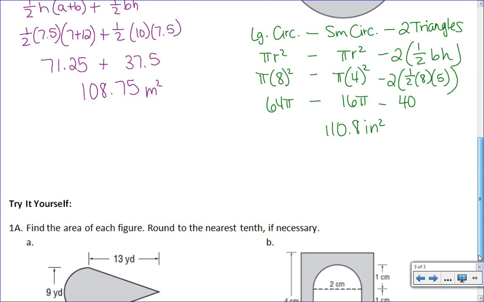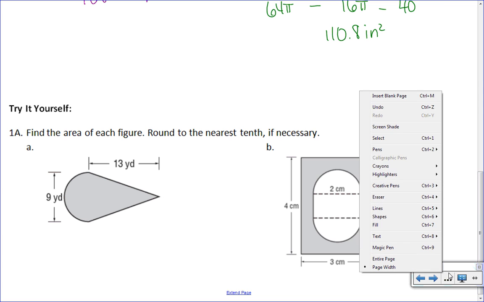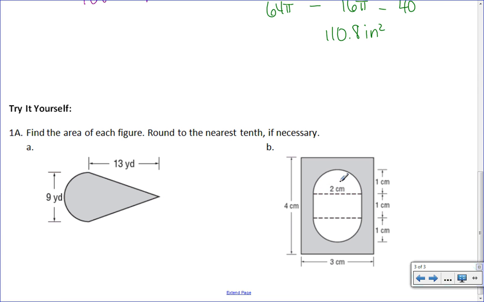Okay. There are two try-it-yourself problems for you to do on your own. So pause the video, work through those two problems, and when you're ready to check your answers, press play.